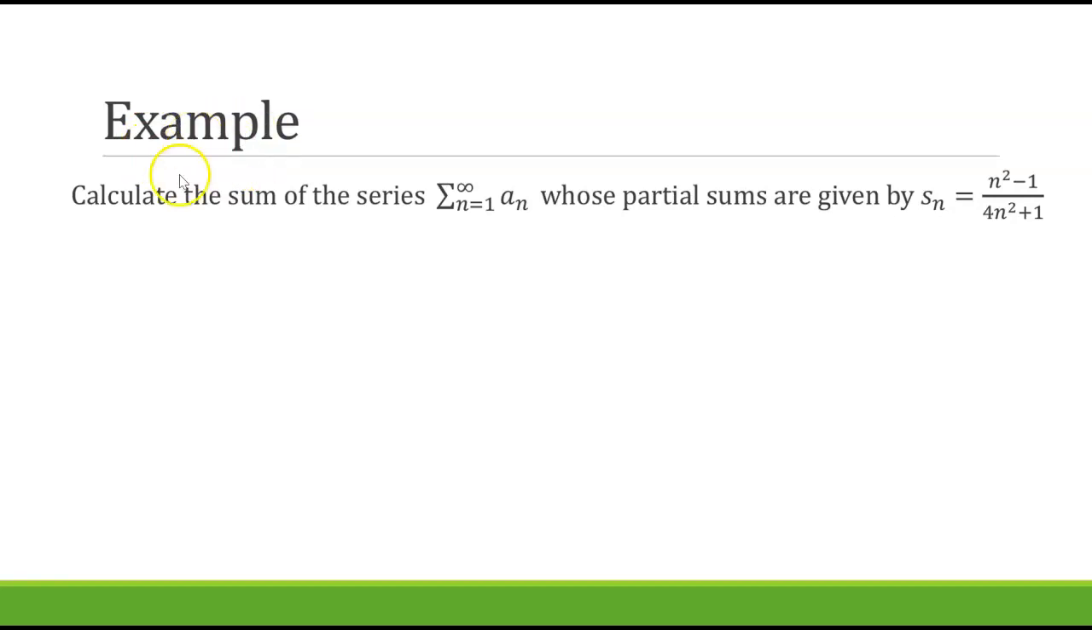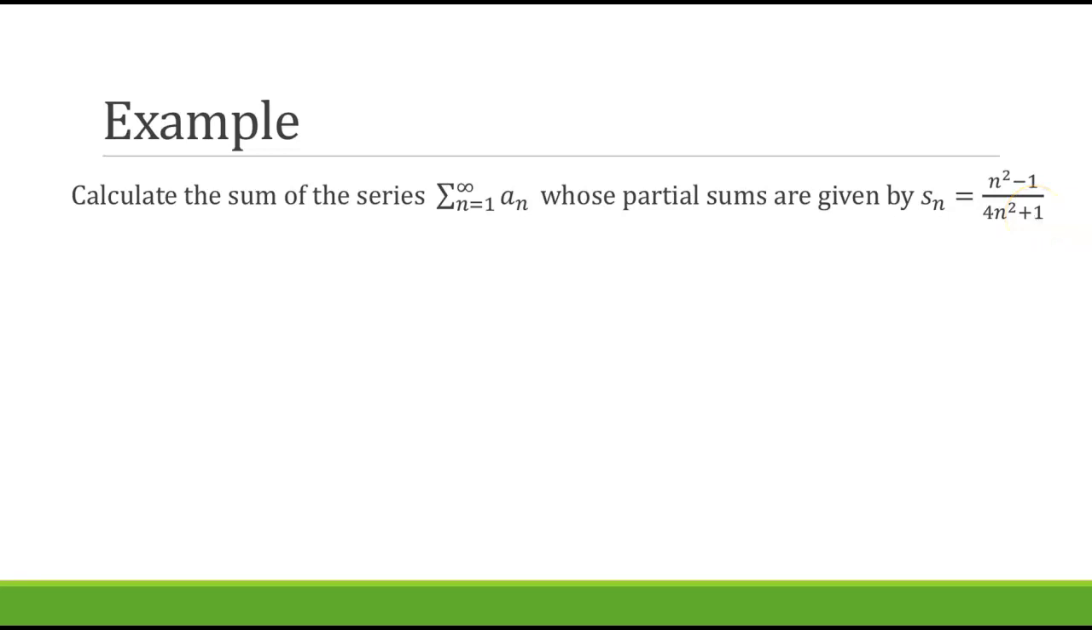All right, let's look at an example. We want to calculate the sum of the series. This is an infinite series, the sum of n equals 1 to infinity of a sub n. So calculate the sum whose partial sums are given by the formula S sub n equals (n squared minus 1) over (4n squared plus 1).